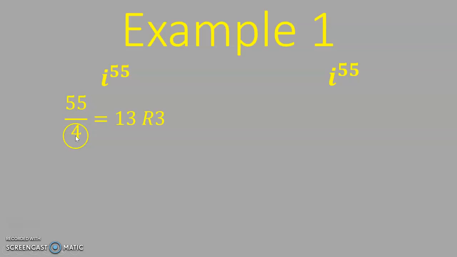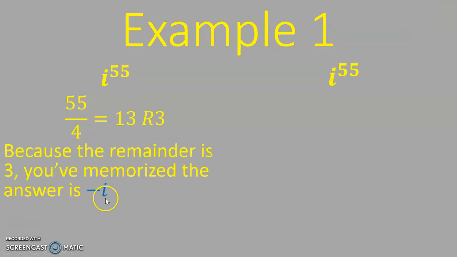We're just going to divide by 4. 55 divided by 4 is 13 with a remainder of 3. Come to find out, this 13 here is not relevant. We're all about focusing on this 3 here. If you remember, i to the 3rd power is -i, so therefore i to the 55th power is also -i. It's the same thing as i raised to that remainder if you divide by 4.